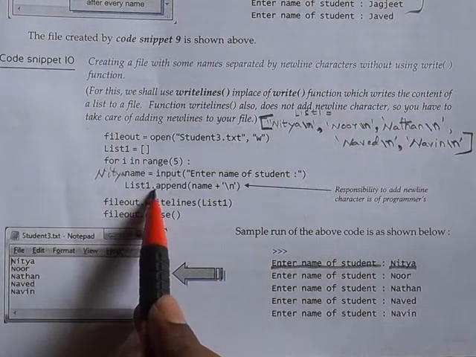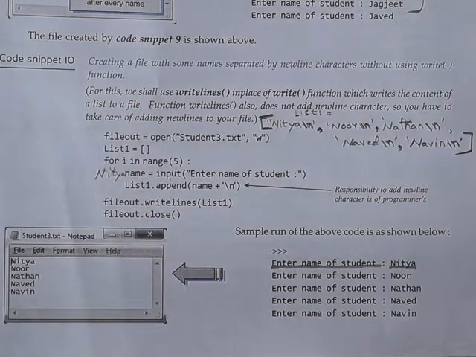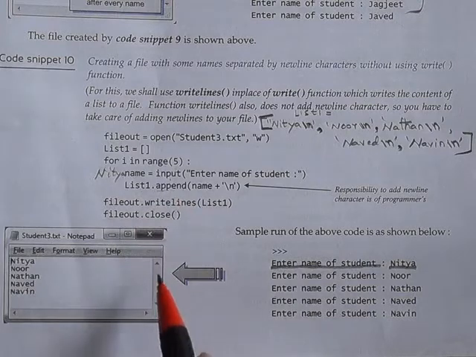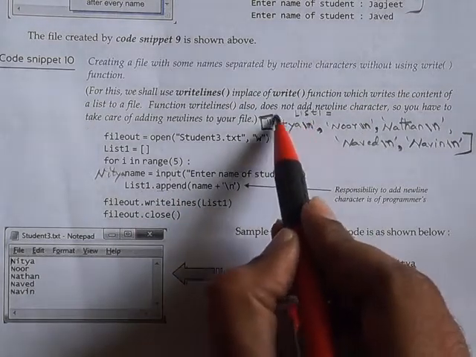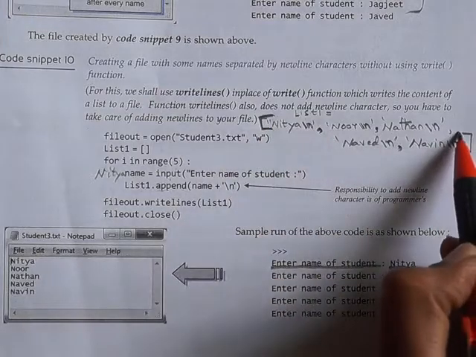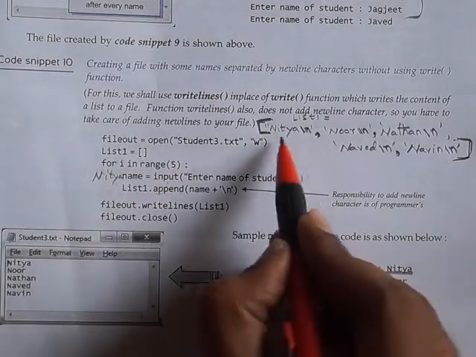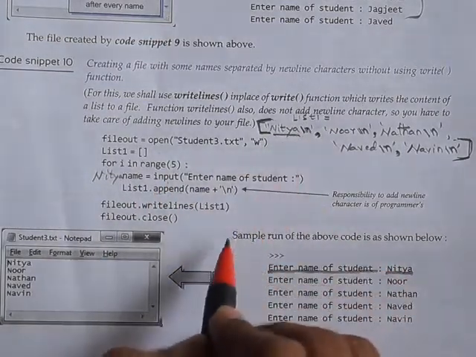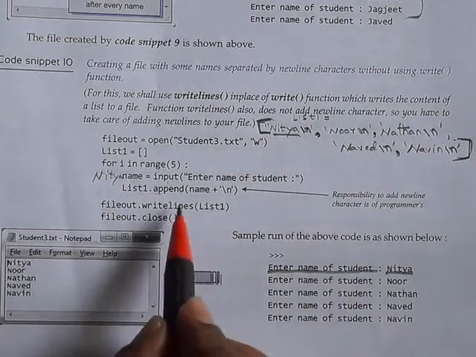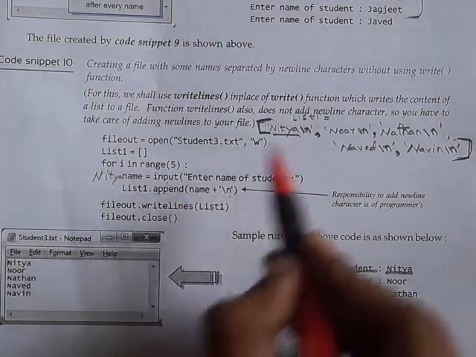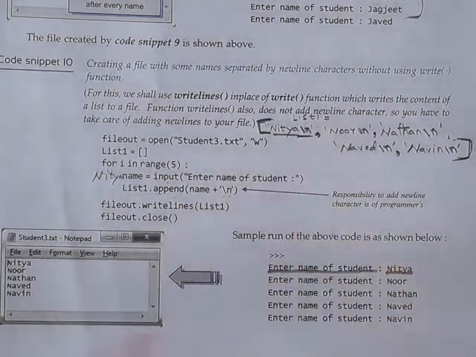Then list1.append. You already know the meaning of append. Append means add at the end. So in the list, this is the list. Can you see the list? In the list you have to add at the end. Initially it will be empty. You have to add Nitya. You have to add Nitya alone, followed by backslash n. So Nitya backslash n you have to write in list1.